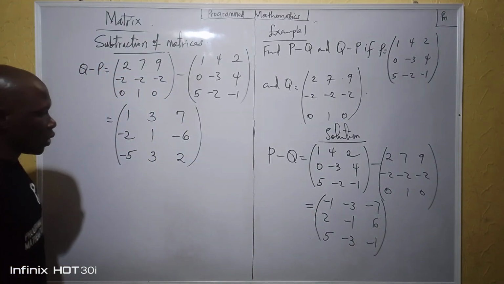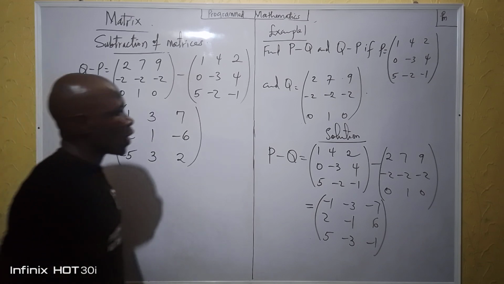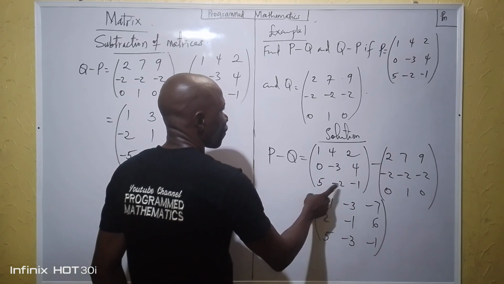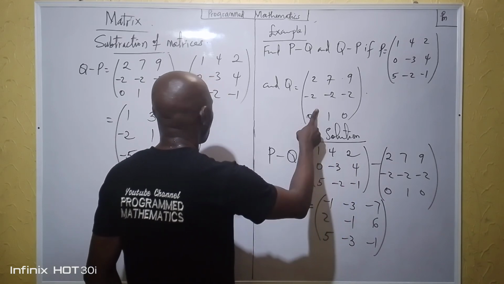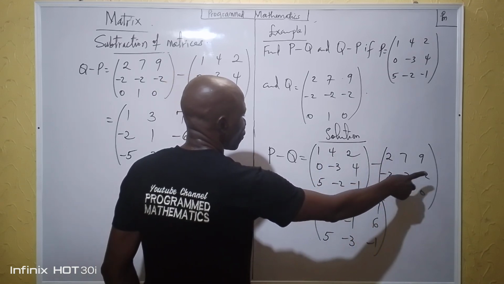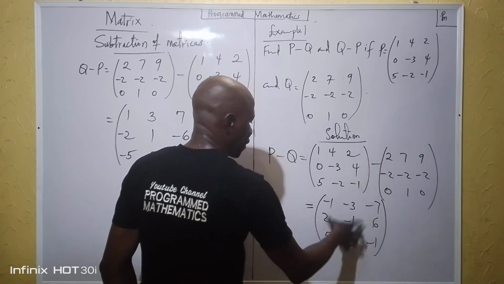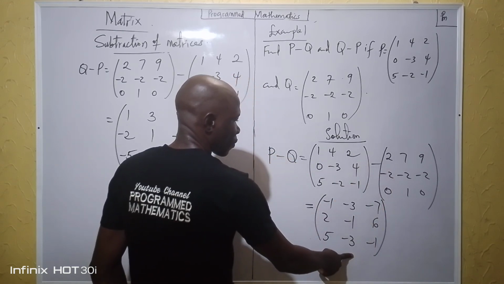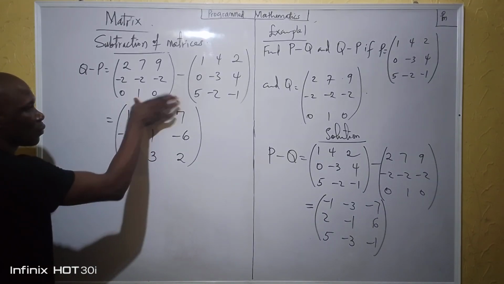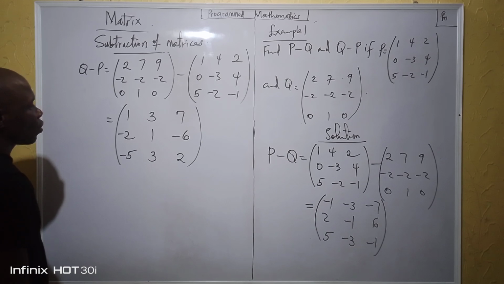Okay, they are not in any way the same. Here we have 1, 4, 2, 0, minus 3, 4, 5, minus 2, minus 1, that's for matrix P. Then Q is 2, 7, 9, minus 2, minus 2, minus 2, 0, 1, 0. So this minus this, all of this, we have that here. Which is not the same here? It's not the same thing at all.